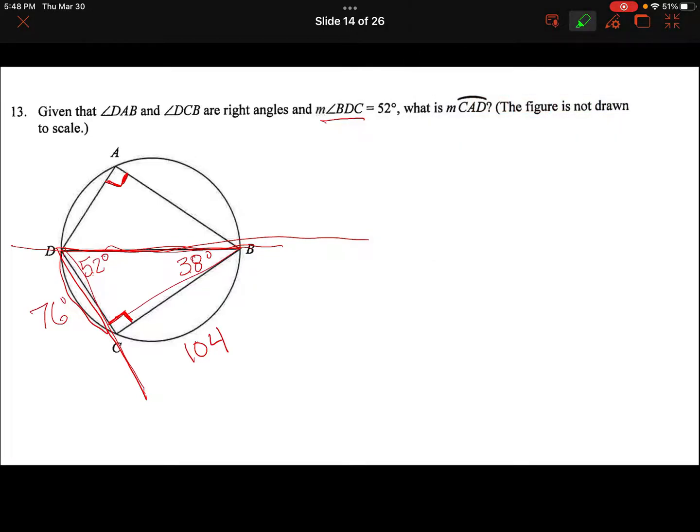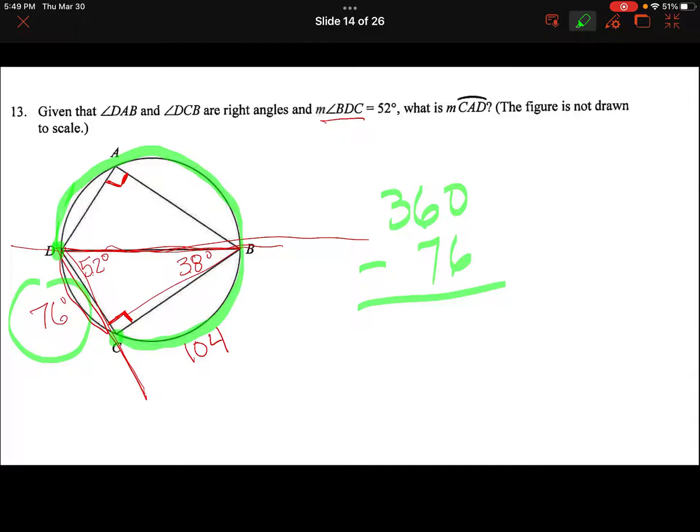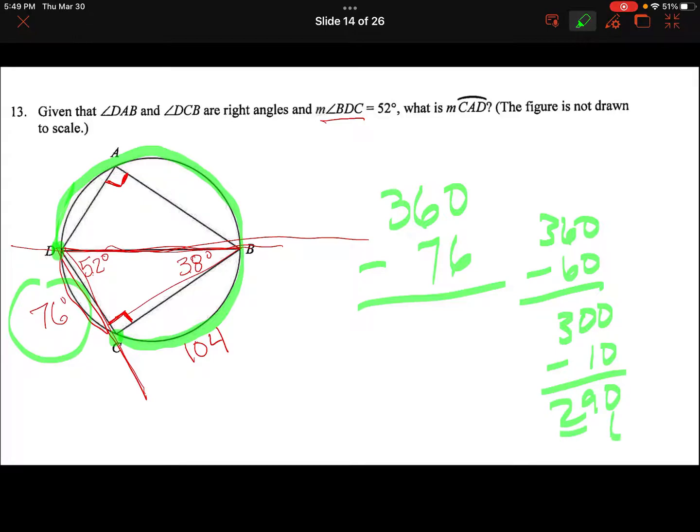Okay? All right, so this is looking for arc CAD. So let's see what that is. I have to start at C, I have to end at D, and I have to go through A to get there. So I'm looking for this entire arc here, which, lo and behold, is the entire circle except for 76. So all I need to do here is take my 360 and subtract 76 from that. If I subtracted 60 from that, that would give me 300, but I need to subtract 16 more. So if I subtract 10 more, then I've got 290. I need to subtract 6 more. It's going to give me 284. 284. And I may have already punched that in long before now. But again, always work on mental math and keep your brain active.